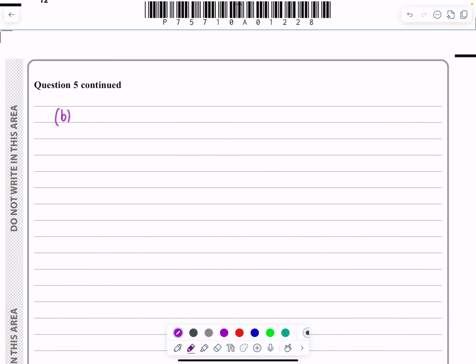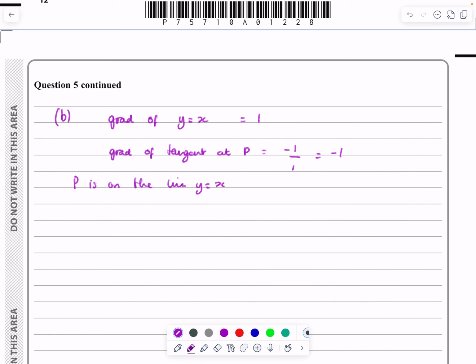So what we're going to say is, the gradient of y equals x is equal to 1. So the gradient of the tangent at P is minus 1 over that, but realistically it is minus 1. And because P is on the line y equals x, we know that either x equals x or y equals y. It doesn't matter which one we choose there. It's going to be the point (x, x), which is a slightly easier way to explain it to the examiner. It's the point (x, x) or (y, y).